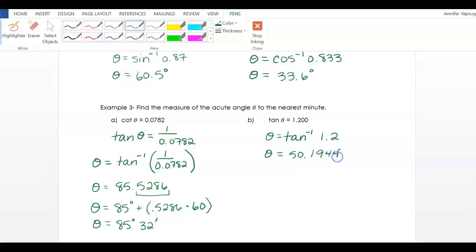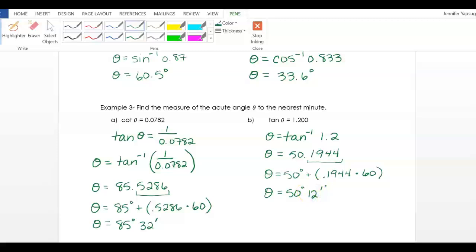50.1944. And then again, we need to convert this decimal degree into a minute. So again, that's going to be theta is equal to 50 degrees plus the decimal portion of our answer, 0.1944, times 60. And again, we're going to round that number that you get to the nearest whole number. So this gives us 50 degrees and 12 minutes. And that would be your final answer.